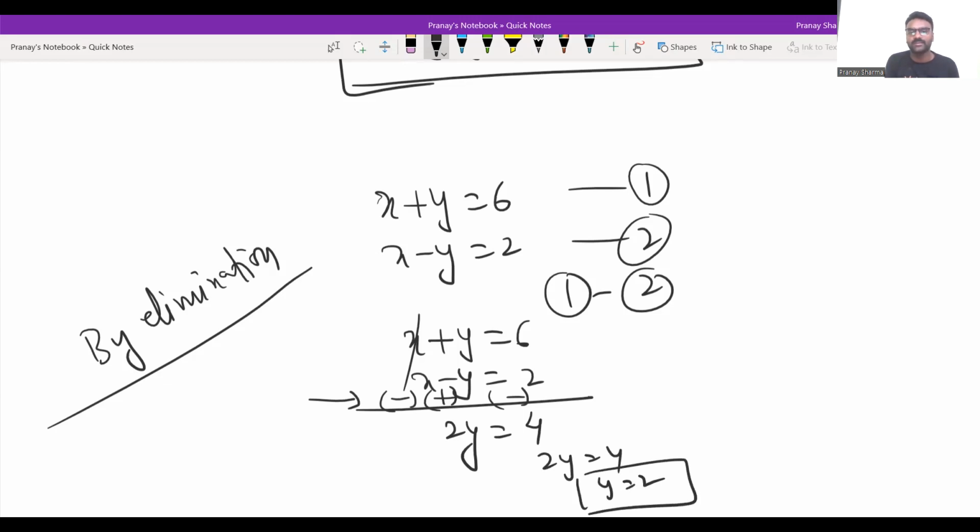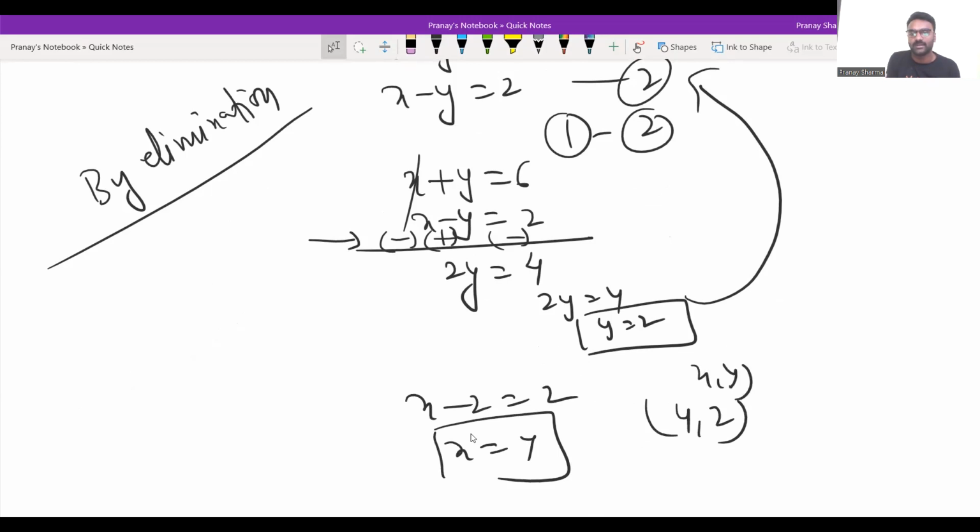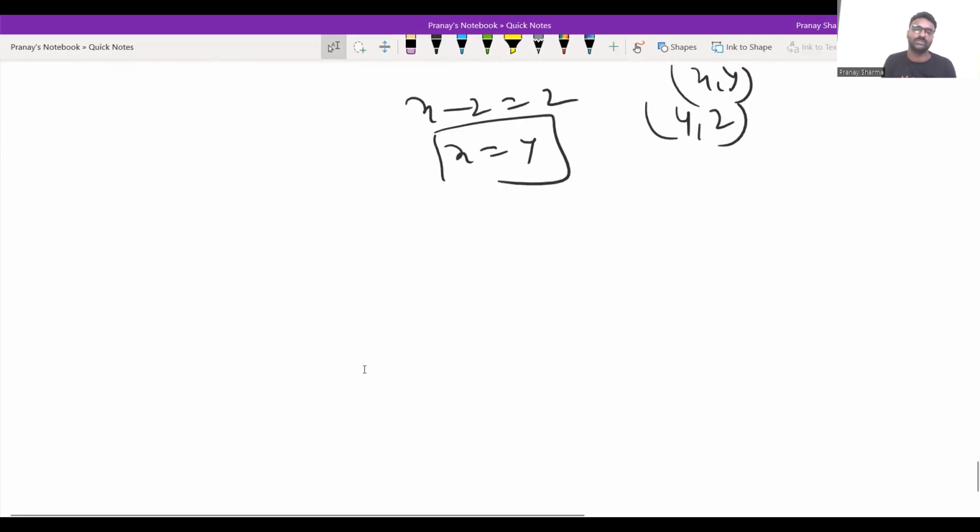Once we have calculated the value of y, you substitute it in any of the equations and you'll get the answer. I'm substituting it in the second. So it will be x minus 2 equals 2. That means x equals 4. Again, you can represent it like this, 4 comma 2, which is nothing but an ordered pair representation for the solution.